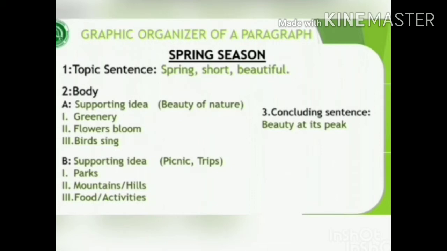The next part is the body. For the body, I have two ideas: beauty of nature, and picnic and trips. For the beauty of nature, I use the words greenery, flowers bloom, birds sing. And for supporting idea number 2, I have the words parks, mountains, hills, food, and activities. By using this word bank, I can complete my body easily.